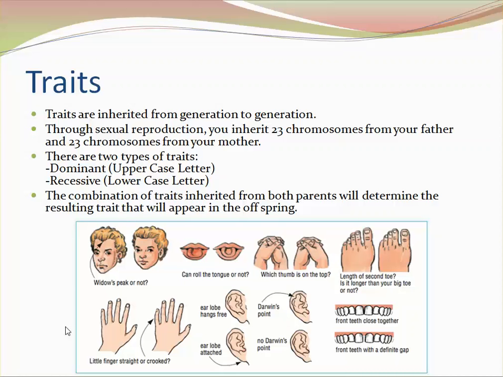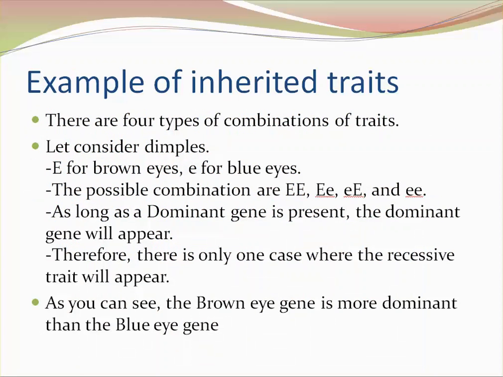Do you have the Darwin's peak or no Darwin's peak? The Darwin's peak is when the inside of your ear comes to a point towards the top. And lastly, your teeth. Their spacing is also inherited from your parents. So if you think it's because of your bad brushing, then no, it's just something that you inherited. Some examples of inherited traits.